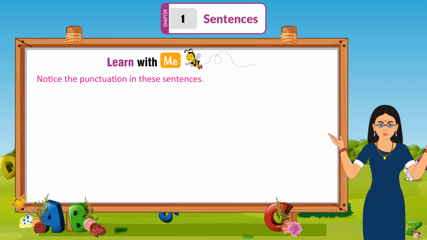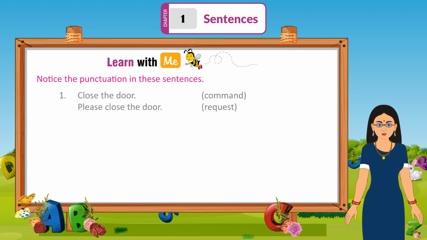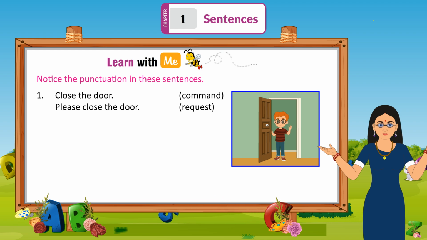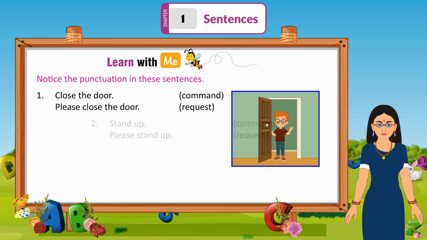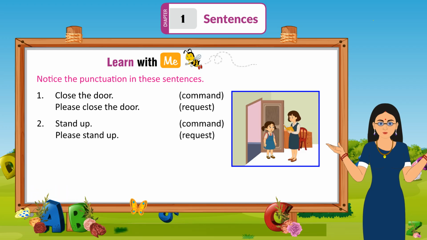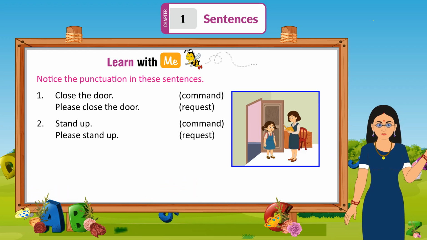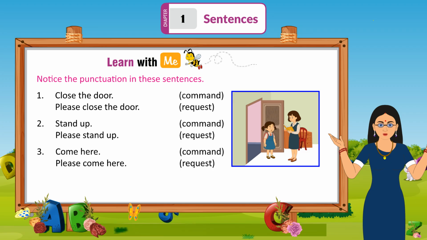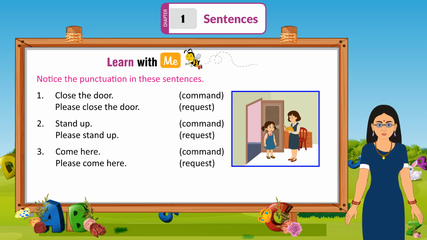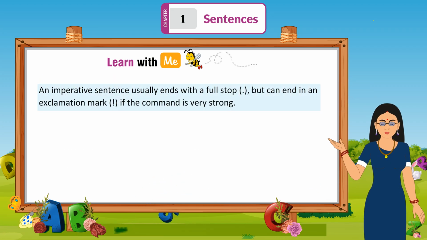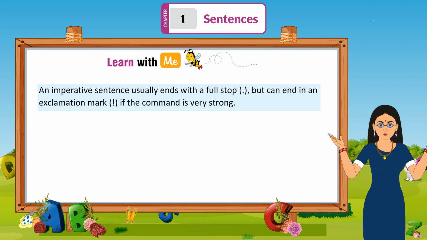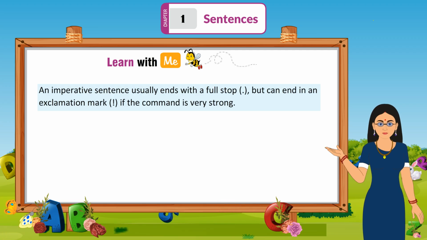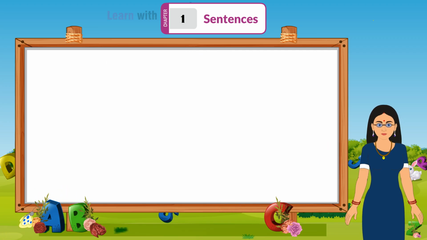Notice the punctuation in the following sentences. Number 1, close the door, command. Please close the door, request. Number 2, stand up, command. Please stand up, request. Come here, command. Please come here, request. An imperative sentence usually ends with a full stop but can end in an exclamation mark if the command is very strong.